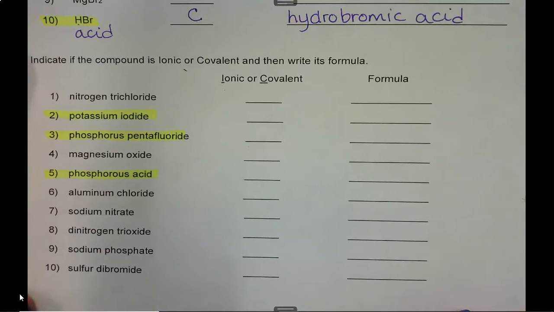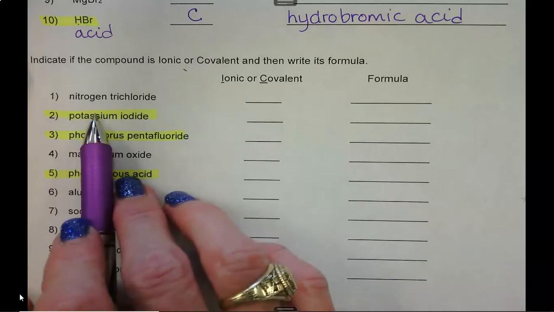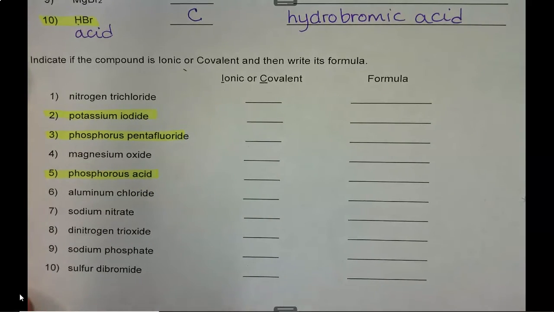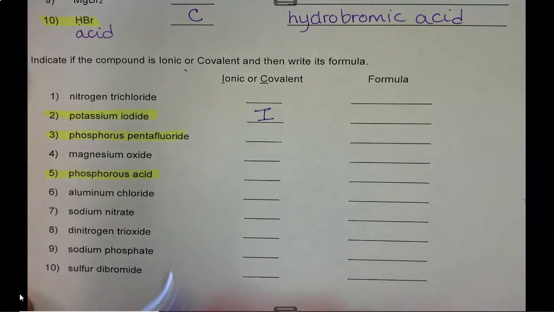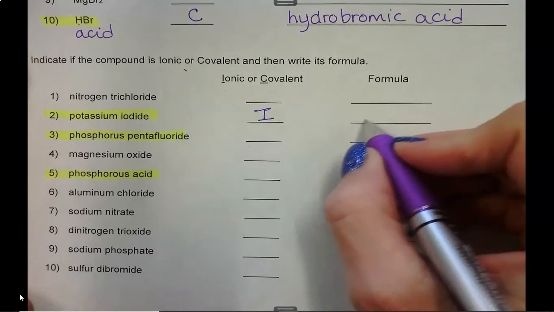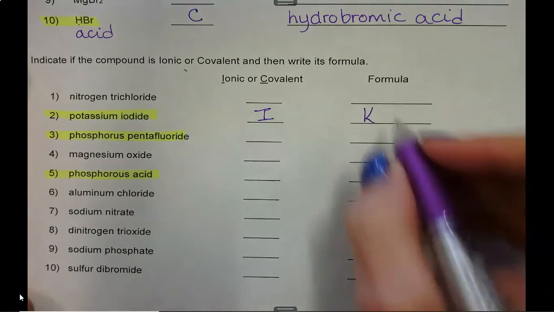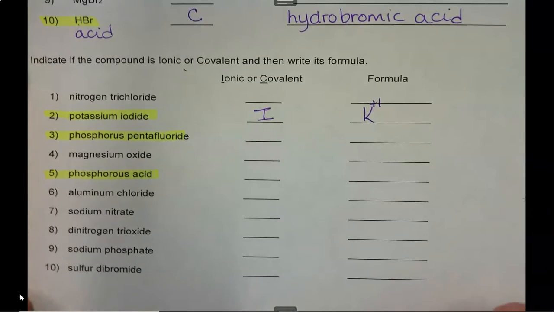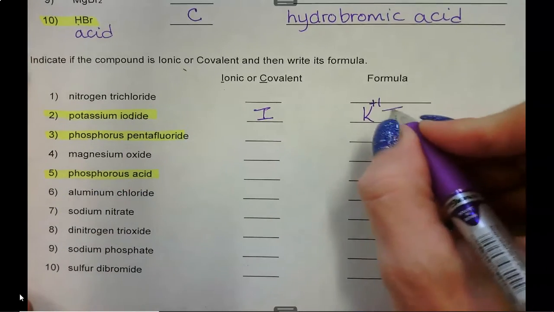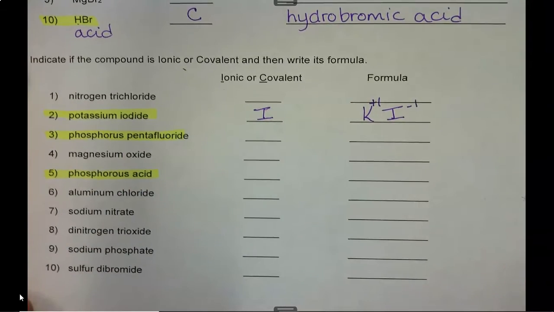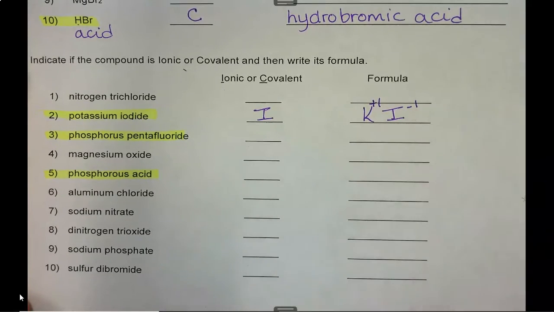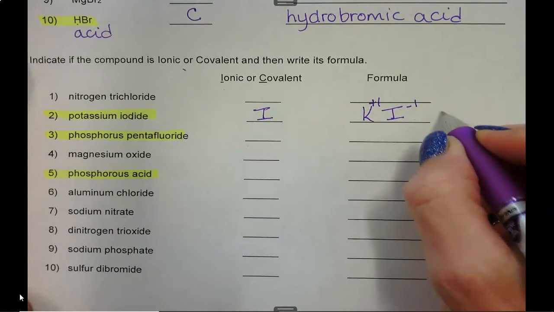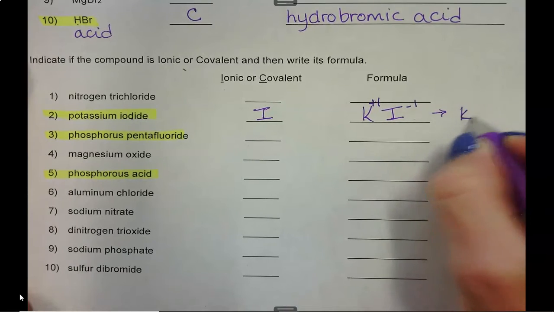Okay, so we're going to do the same thing down here, but now we're going to write formulas. So potassium is a metal. It's in group 1. So if there's a metal in the compound, it's an ionic compound. So potassium symbol is K, has a +1 oxidation number. Iodine has a -1 oxidation number. Okay, so crisscross 1 and 1, and remember you don't have to write the ones, they're understood. So this thing is just going to be KI.